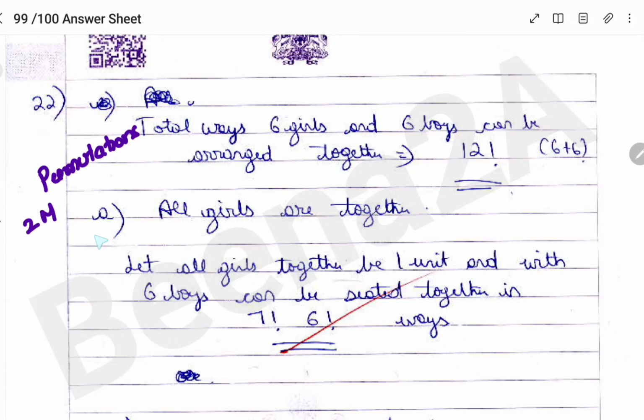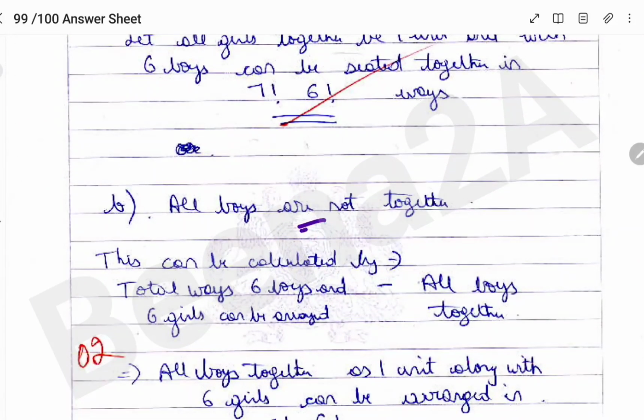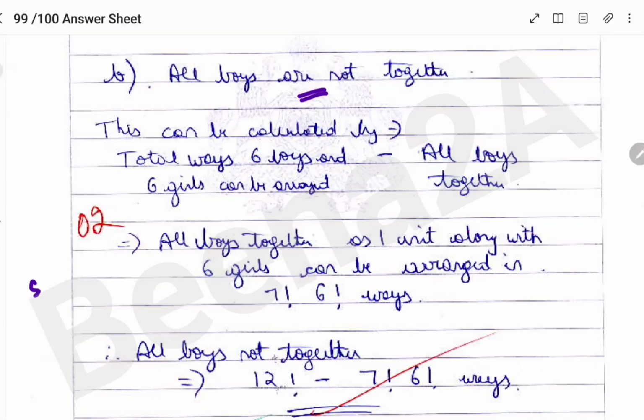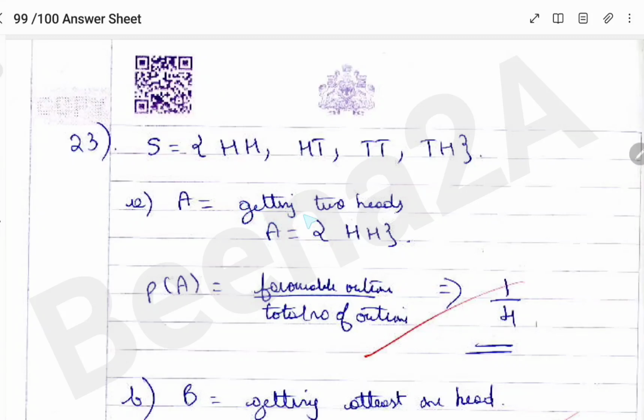So there are two sections here. All girls are together, all boys are not together. So in permutations, follow steps properly, right? In permutations, follow steps properly. This is related to probability.